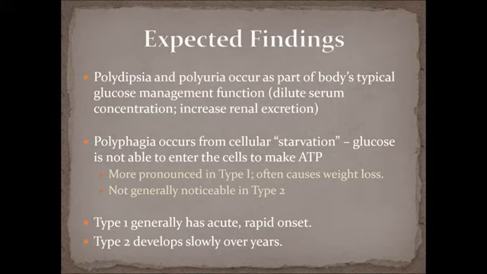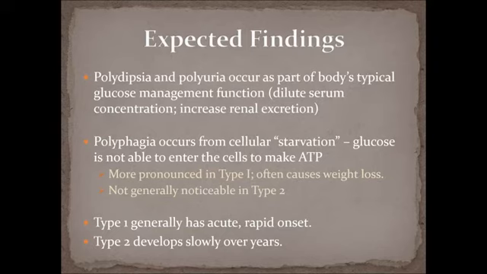So what are you going to see in these patients? Expected findings. We have some terms here. Polydipsia and polyuria. These relate to exactly the body's normal response to hyperglycemia. Polydipsia is increased thirst, increased fluid intake. Polyuria is excessive urination. It's just part of the body's typical glucose management. We want to dilute the serum concentration, increase renal excretion.